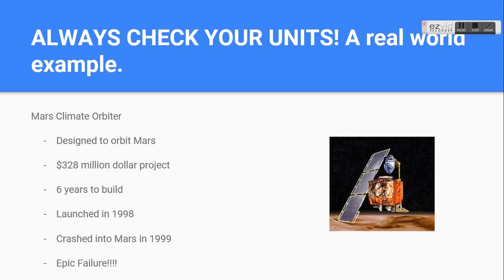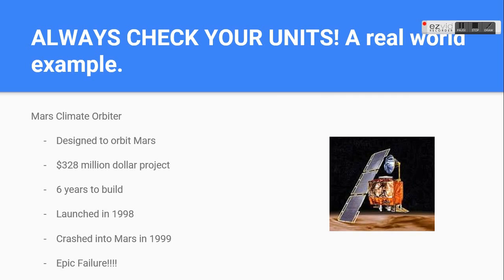So they designed this thing, and basically what it's going to do is orbit Mars, and the main reason to have this thing orbit Mars is to start to collect data on the climate of Mars, really to see how the climate of Mars compares to the climate of Earth. This is a $328 million project. You have about a $100 million satellite here, but you have the rocket to get it into orbit, you have the people's time to build it, you have the time to design and test it.